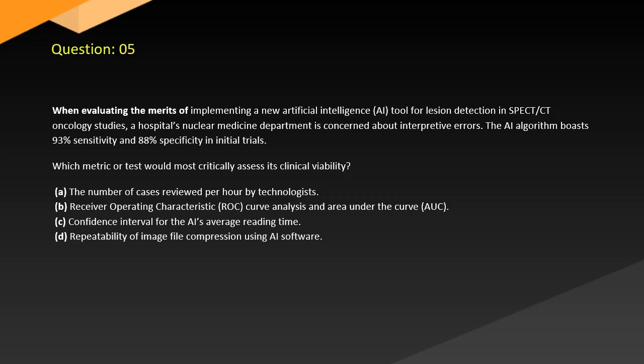A. The number of cases reviewed per hour by technologists. B. Receiver operating characteristic (ROC) curve analysis and area under the curve (AUC). C. Confidence interval for the AI average reading time. D. Repeatability of image file compression using AI software.